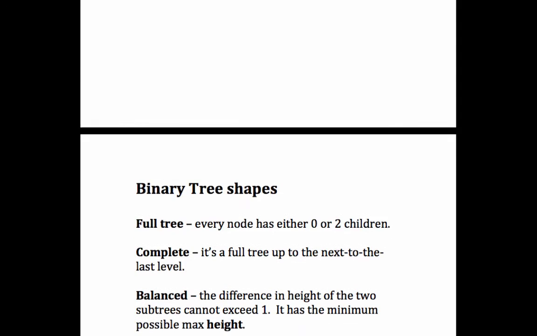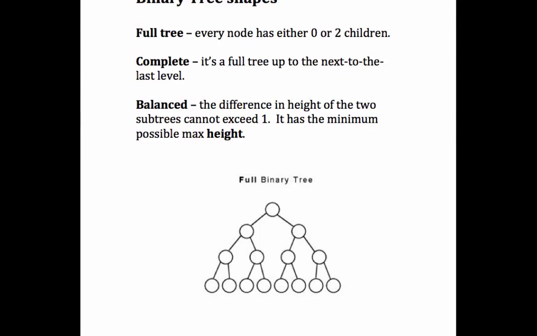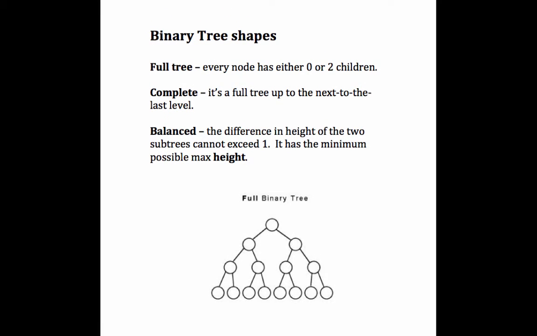Now shapes, which is very important for the applications of the binary tree. There are many different shapes, and I'm going to concentrate on the 3 more important shapes in a binary tree. Those are full, complete, and balanced. It's important that you understand these concepts because in future videos we're going to refer to a full tree, a complete tree, and a balanced tree.